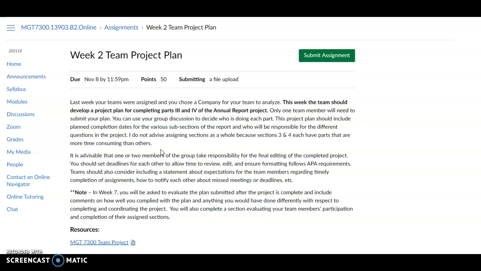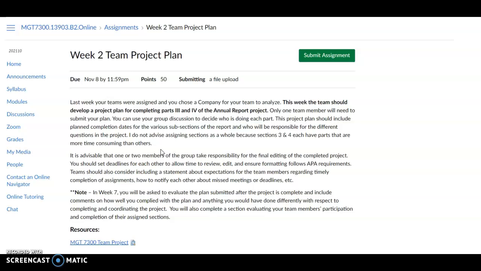The project plan should include planned completion dates for the various subsections of the report and who was responsible for the different questions in the project. I do not advise assigning sections as a whole because some sections have more work than others, so you need to look at what is included in each section and then decide who is doing it.